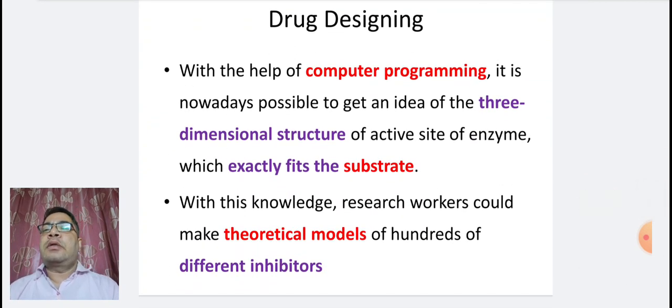Coming to the next point, drug designing. With the help of computer programming, it is nowadays possible to get an idea of the three-dimensional structure of the active site of the enzyme which fits with the substrate. With this knowledge, research workers could make theoretical models of hundreds of different inhibitors.